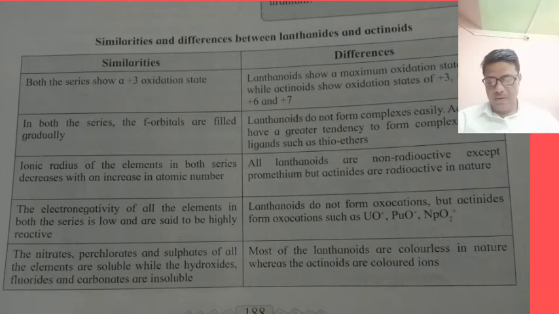Now what are the differences? See, first difference: lanthanides show a maximum oxidation state of +4, while actinoids show a variety of oxidation states, that is +3, +4, +5, +6 and +0. This is the first point of difference between the lanthanide series and actinide series, in terms of oxidation state.